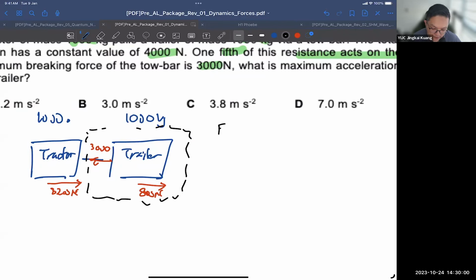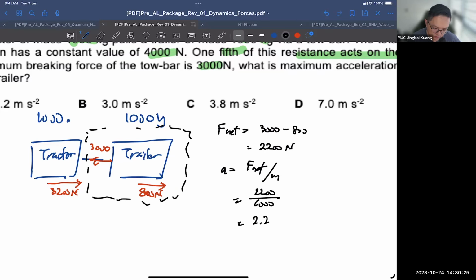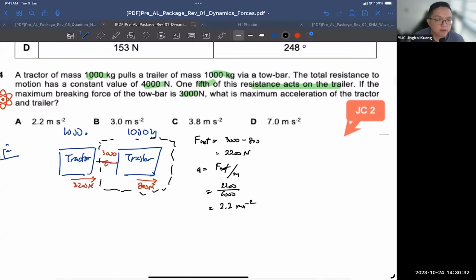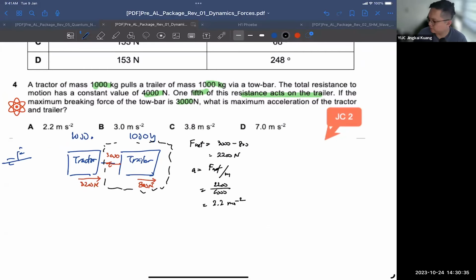F net is equal to 3000 minus 800. 800, not 8000. So this is 2200 newtons. Then find acceleration. Acceleration is just F net over m, so 2200 over 1000, giving 2.2 meters per second squared. It's a bit of a trick question. The tractor is not important, just for show.